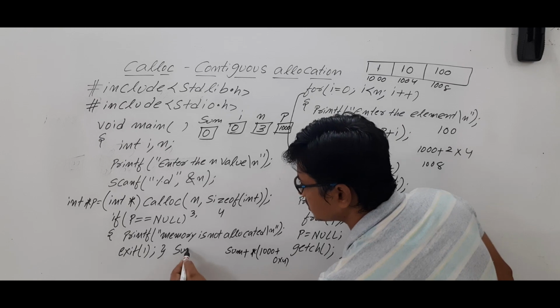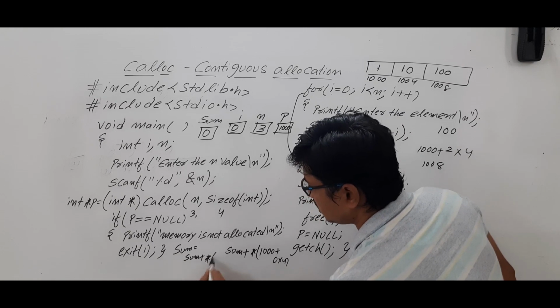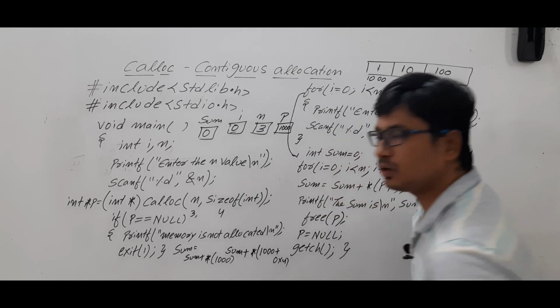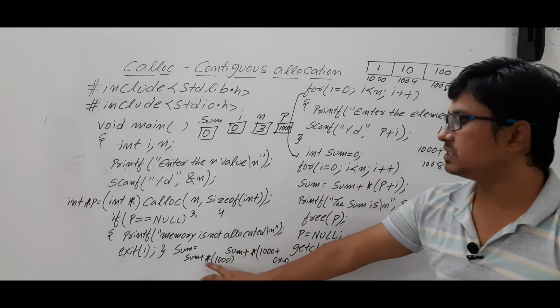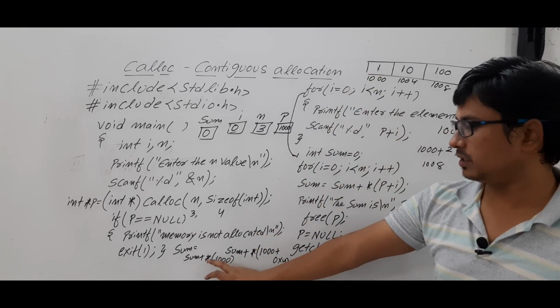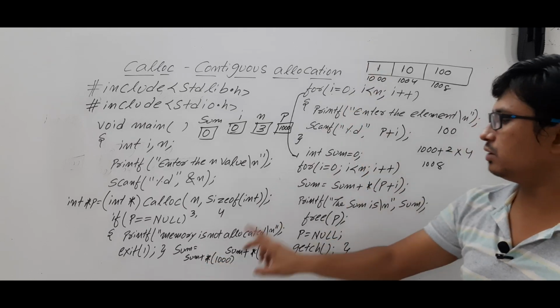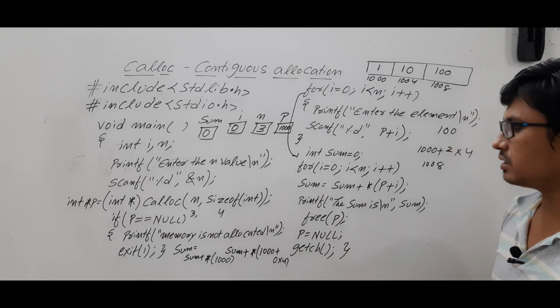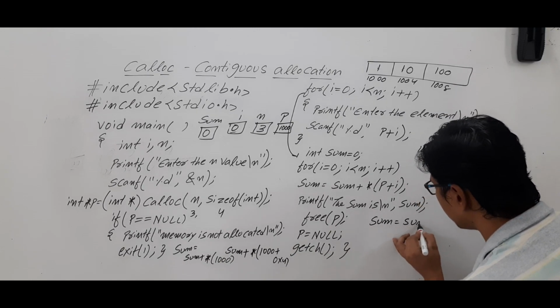So sum is equal to sum plus the dereference operator on 1000. So it will go to the 1000 memory location, and whatever value is there, it gives that. That is what the dereference operator does, because it gives the value. What value is there? 1. So that will be written. It means sum is equal to sum plus 1.